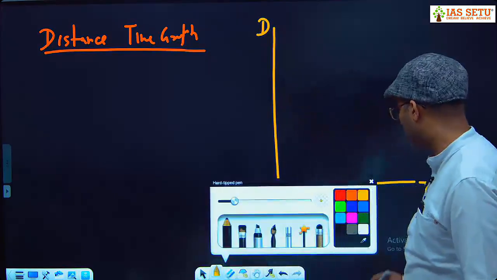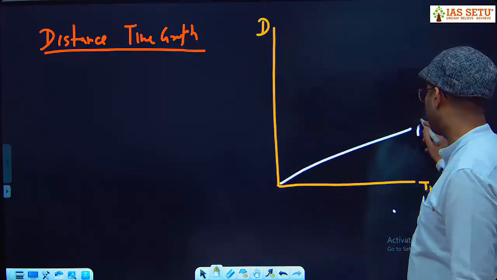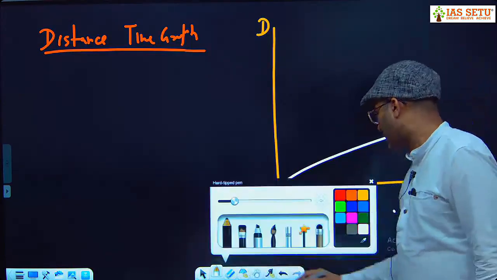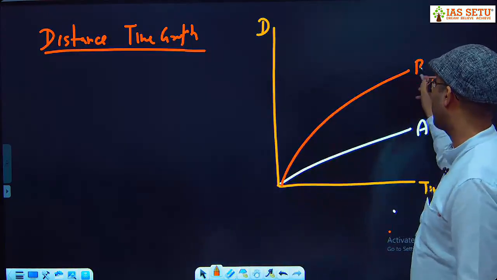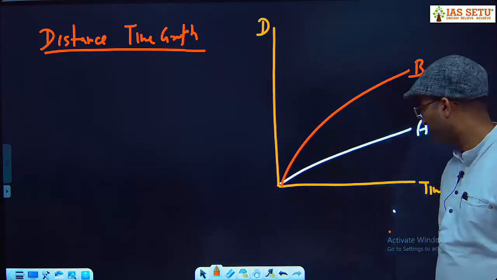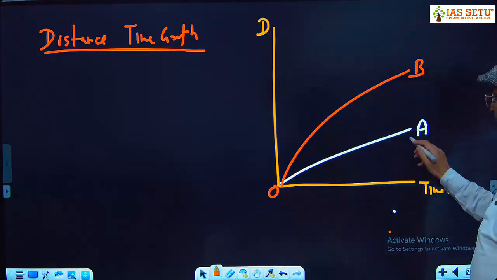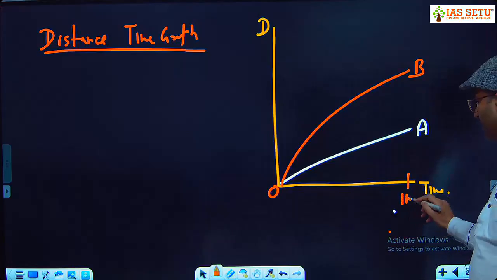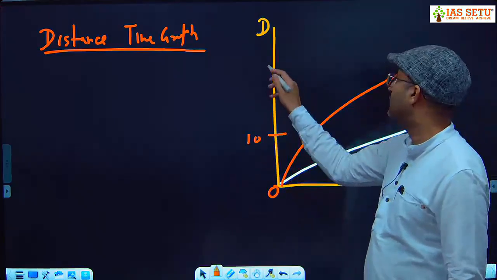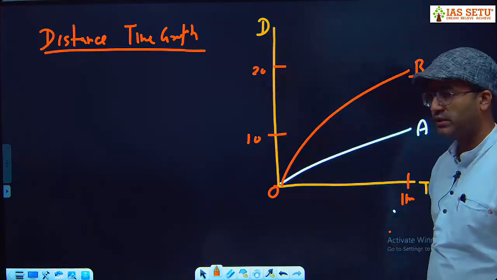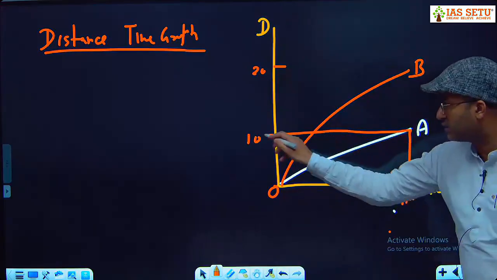There are two athletes. Here this is athlete A and here this is athlete B. Fine. Now this is 0, we take this time as 1 hour, suppose this is 1 hour, and you take this as 10 kilometer, this is 20 kilometer, 30 kilometer. Can you see in 1 hour what is the distance covered by athlete A?